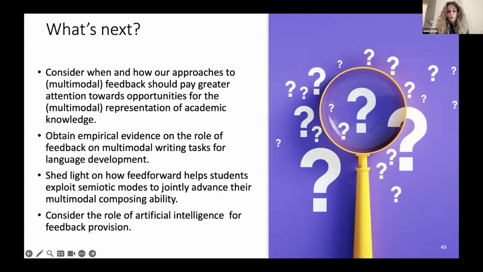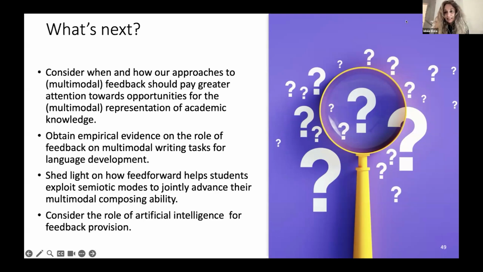We are also in need of studies that inform us, as the good instructors that we are, about how feed-forward helps a student exploit semiotic modes to jointly advance their multimodal composing abilities. That means we are looking at digital competence. And I think one of the things we need to start working on is more collaboration between researchers and teachers, to really figure out the best ways of using all these types of feedback.